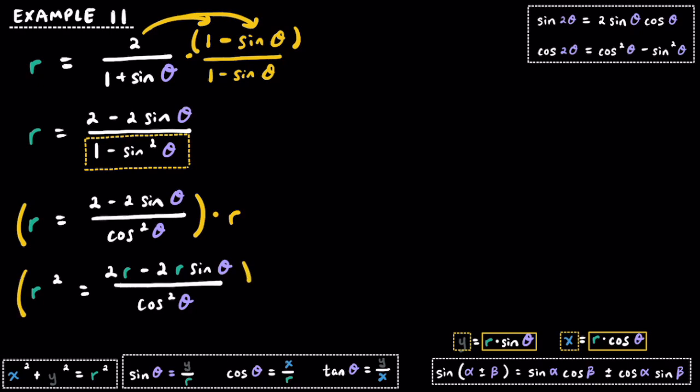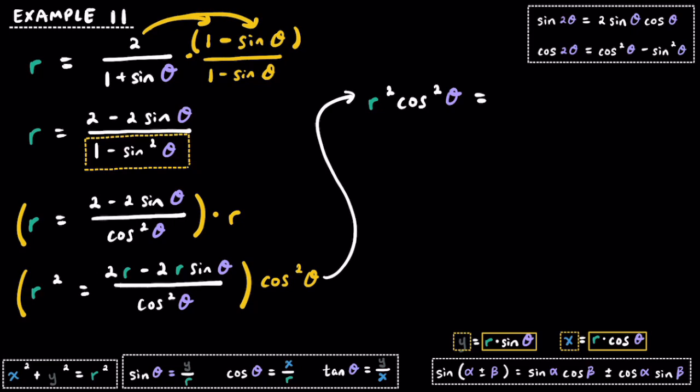Next, we're going to multiply both sides of the equation by cosine squared of theta so that it cross cancels on the right side and we move it over to the left. Let's see what that's going to get us. So by multiplying both sides by cosine squared of theta, on the left side we're going to have r squared times cosine squared of theta. That's going to be the left side of the equation. And the cosine squared of theta is going to cross cancel on the right side of the equation, so we will just have 2r minus the 2 times r times sine of theta.